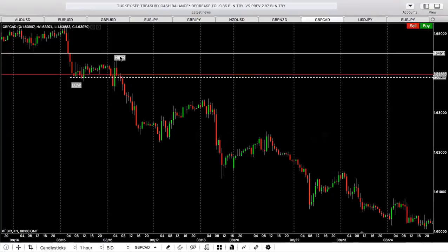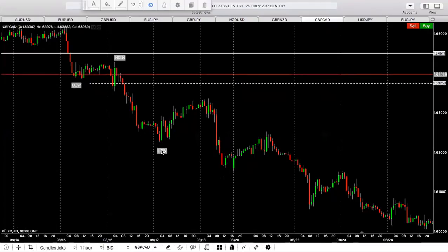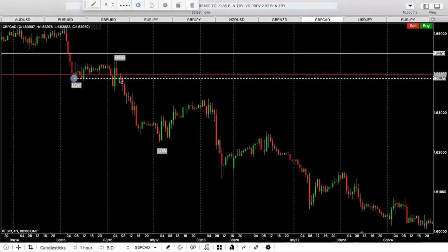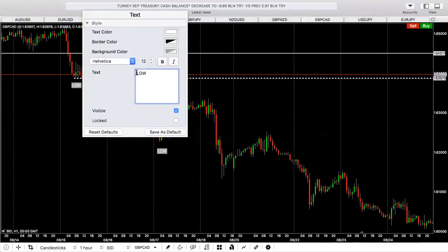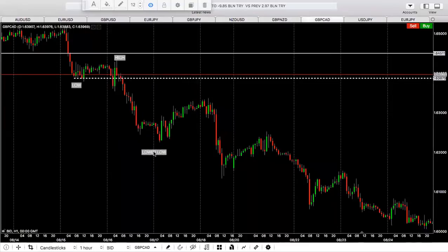Okay? Price created a high. Now price came down. Let me duplicate this for you guys over here again. Okay? And then price created what's known as a lower low. So we're going to do this here. Lower low. Price created a lower low. This is in a downtrend.